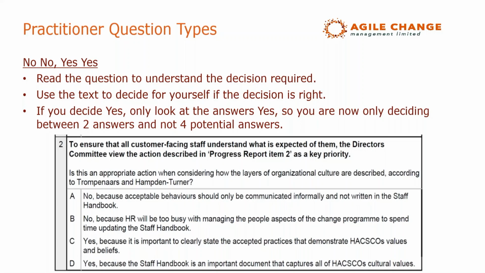And if the answer is yes, then what you're going to focus on is just the 2 answers that are yes. So in this example, you can see C and D are both yes, and you're going to decide between one or other of those. If you think the answer is no, then you'd be looking at A or B. But you don't have to look at all 4 answers. You have to answer the question first, and then you have to focus in on which of those 2 is actually right. So there's several sort of stages to answering this question, if you like.